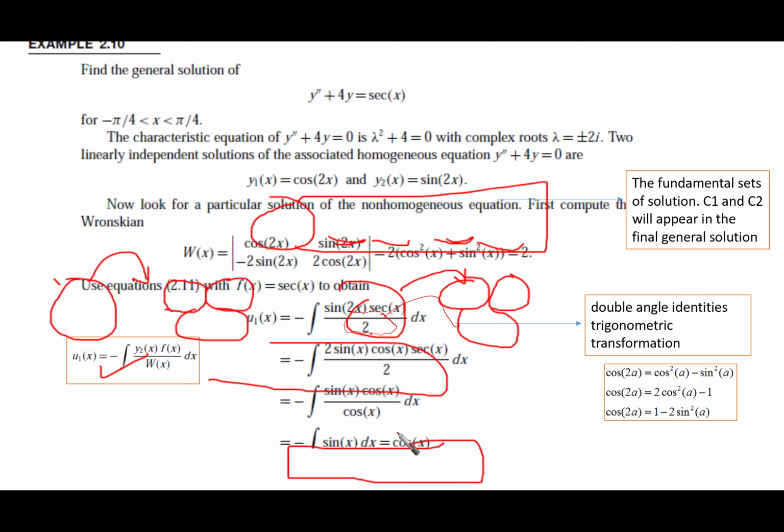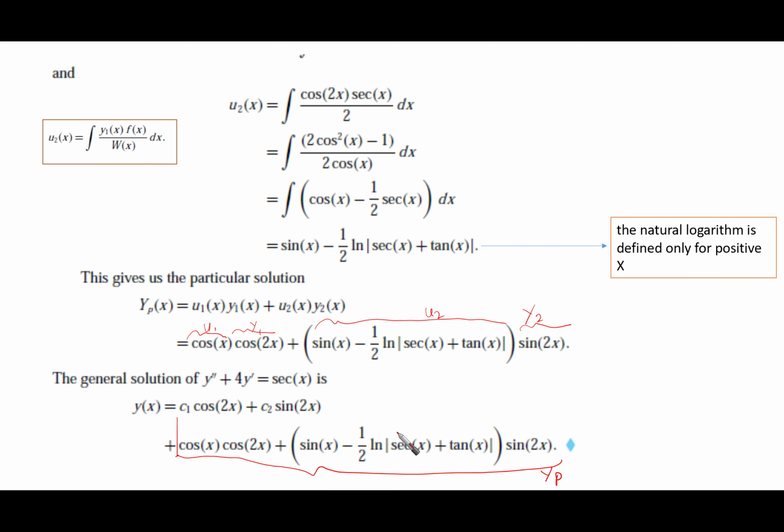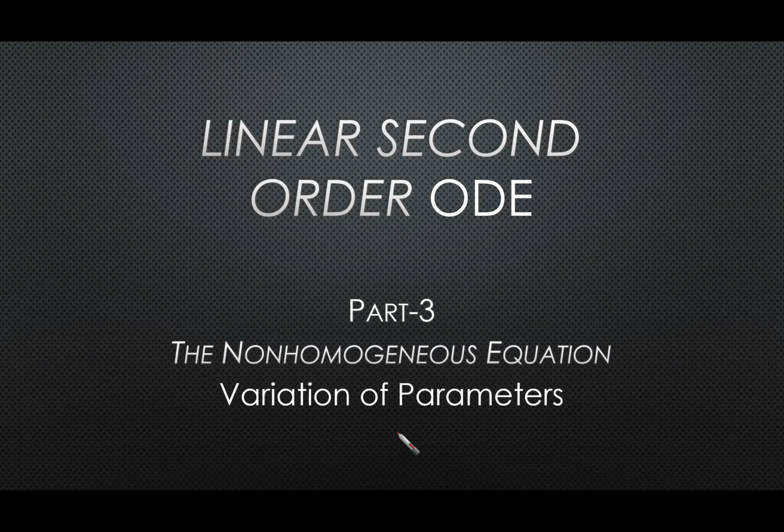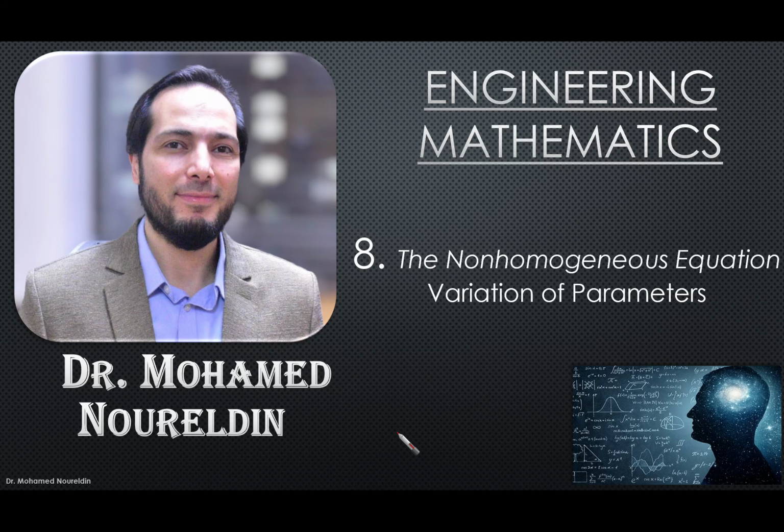And then we have a couple of examples for this. I hope by this video you have an idea of how to solve the non-homogeneous equation and how to go through the variation of parameters method in order to obtain y particular and then the non-homogeneous general solution.